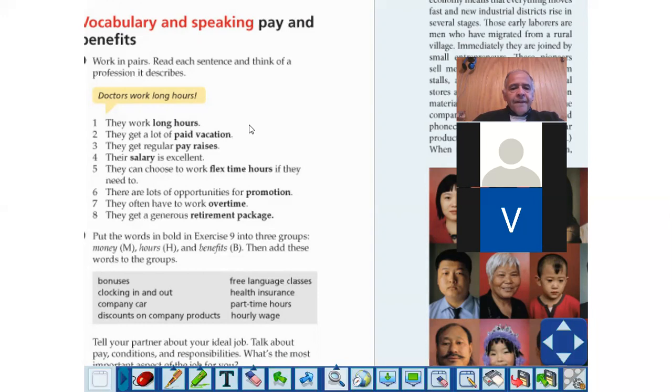They get a lot of paid vacation. They go on vacation and the bosses pay them. Right, they receive the salary. Okay, because there are certain jobs that do not have paid vacation. Teachers, for example, have paid vacations, but not all the teachers.